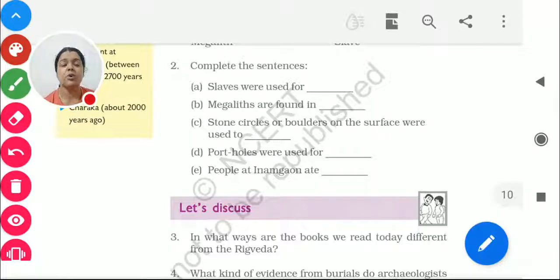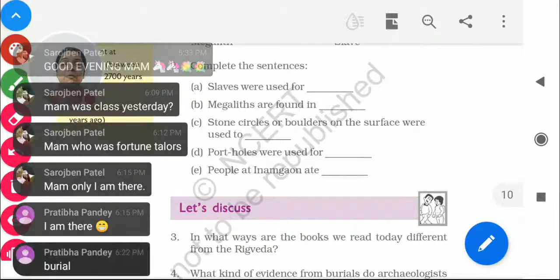Stone circles or the boulders on the surface were used to identify the burial. Coming to the next one, number D. Portholes were used for. What is the meaning of porthole? Now it's your duty to do it. I will not tell you the answer. You people have to find it yourself because we have already discussed it. Portholes were used for. Very good.